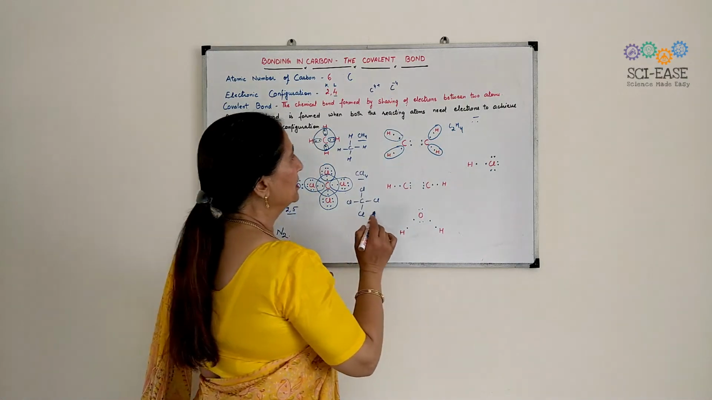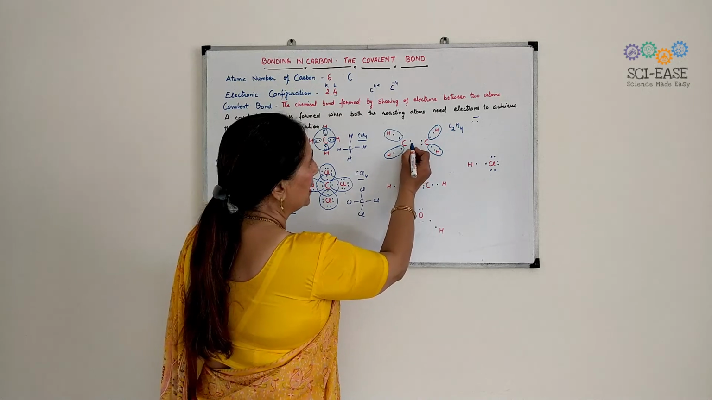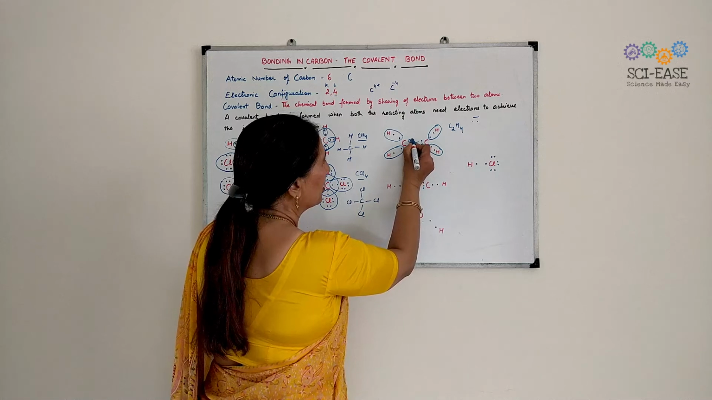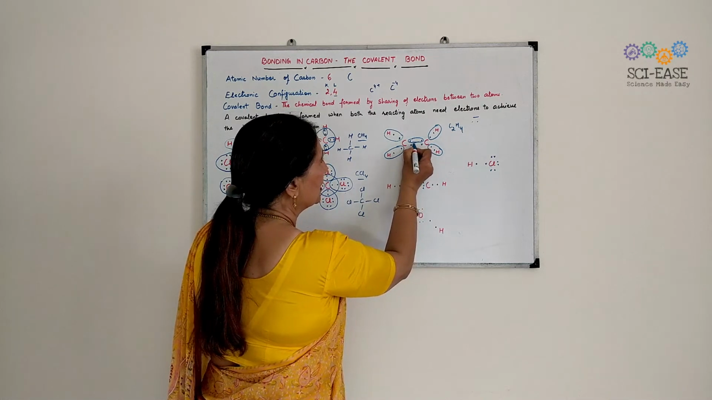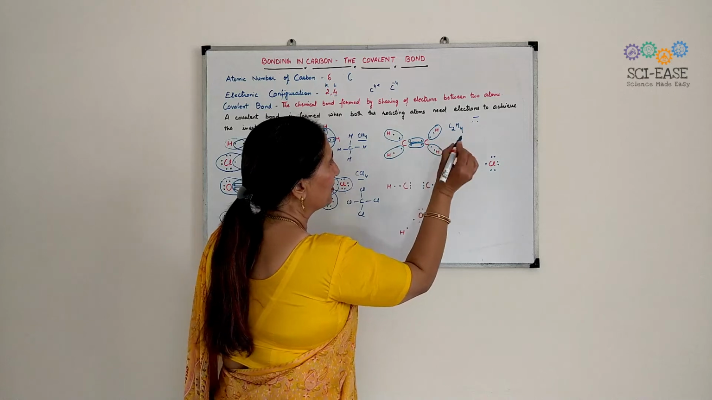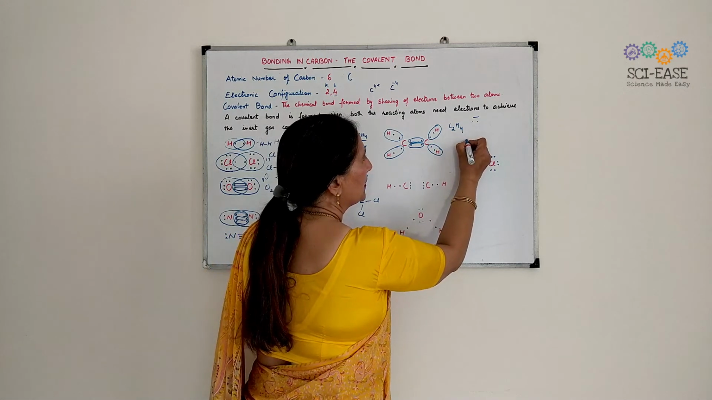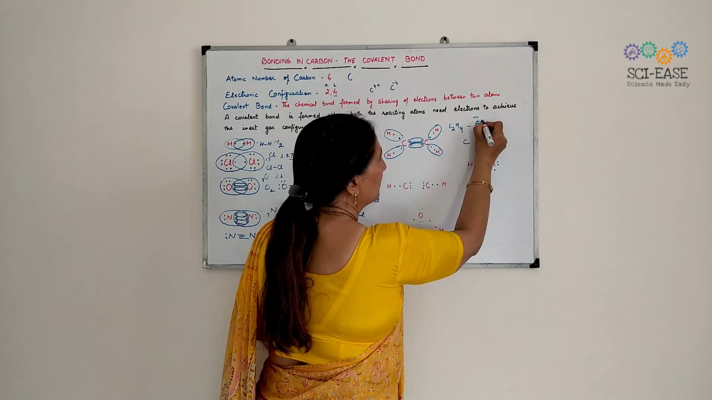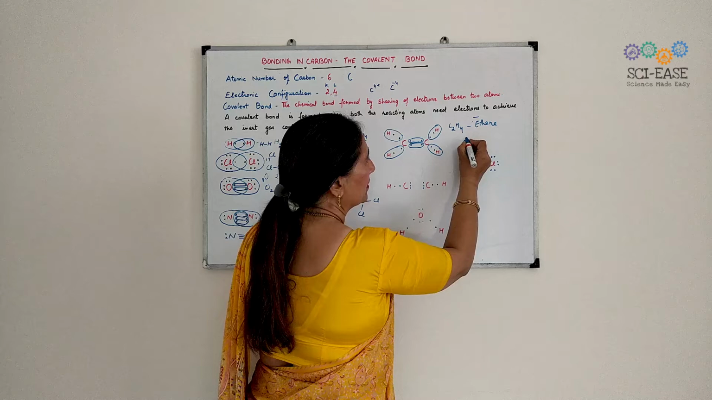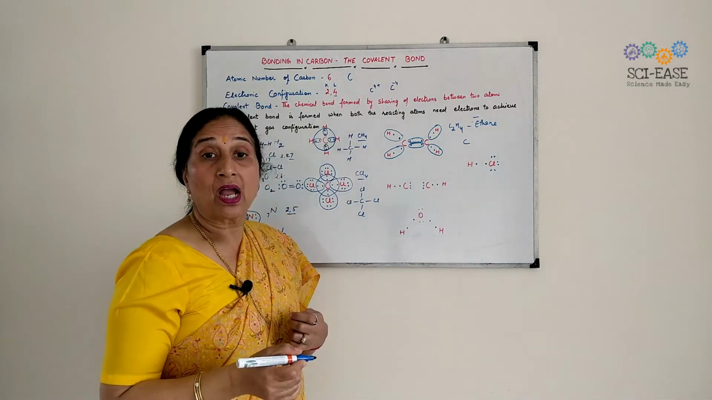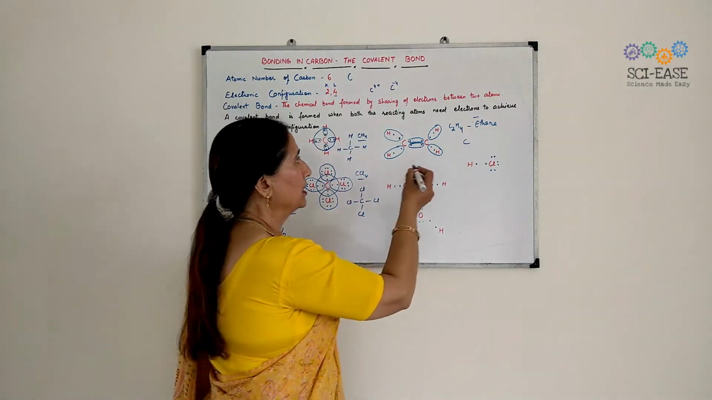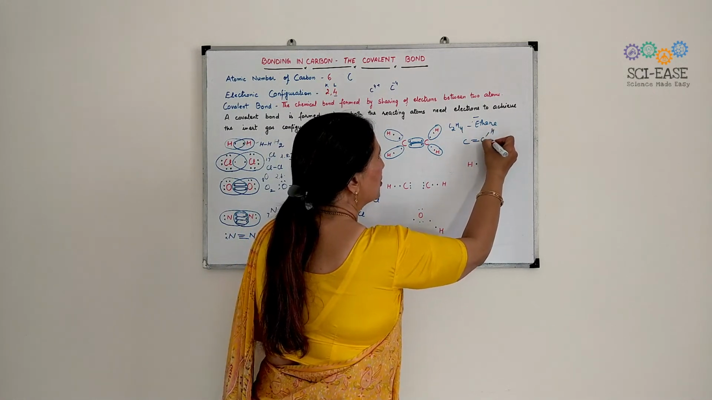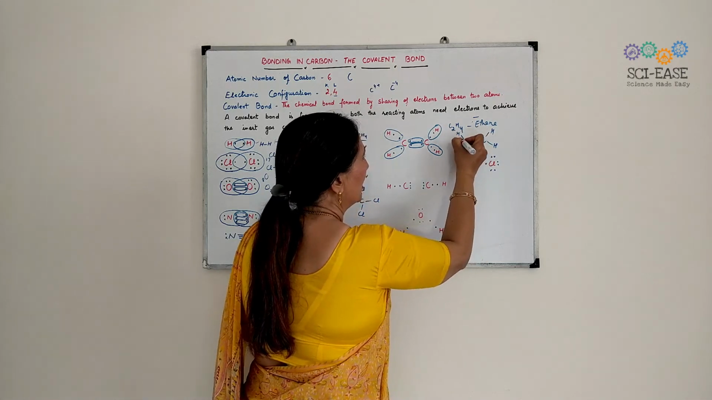Now what about carbon? Here the 2 bonds will be formed. So while writing C2H4, or ethene, an unsaturated hydrocarbon, I will tell you again: C double bond C, with H, H, H and H.